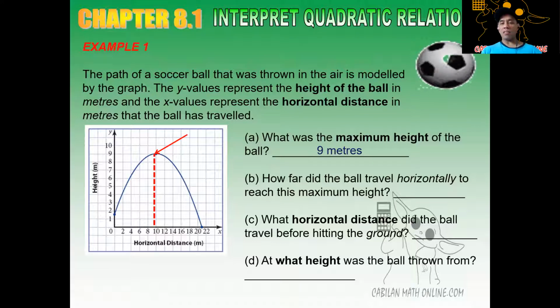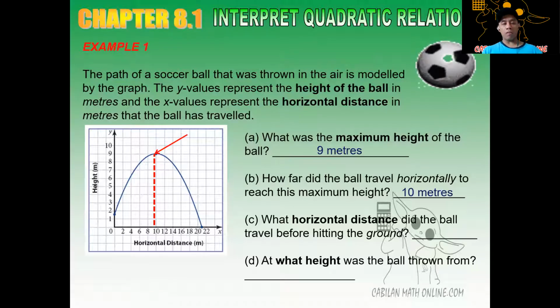And you notice it says here it's going to travel horizontally for 10 meters. Okay. So notice all we're doing here is interpreting the points on the graph. So for part C, what horizontal distance did the ball travel before hitting the ground? So that's asking us how far it is from where it started to where it landed on the ground.